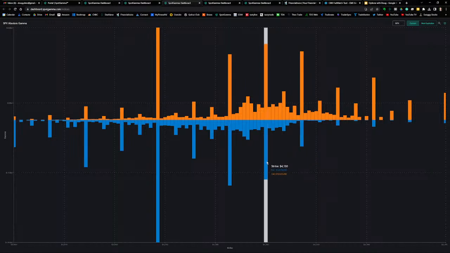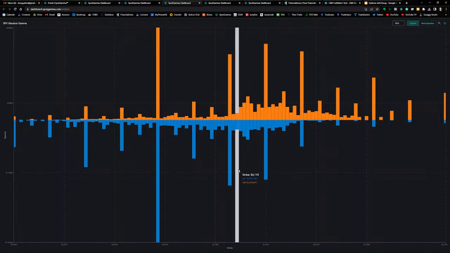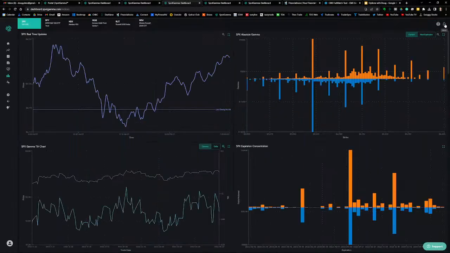And note there is a significant amount of gamma at 4,150 and 4,100. And so far those levels seem to be containing price, at least for the time being. And price could potentially break out of that range with the FOMC announcement. All right, so that is the SPX.